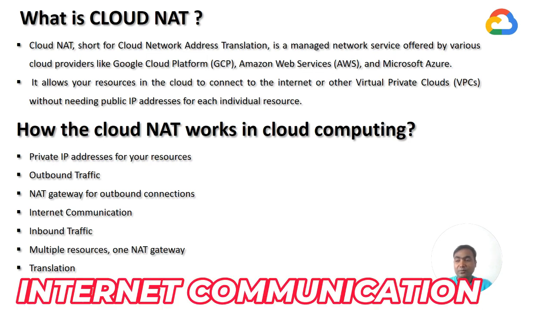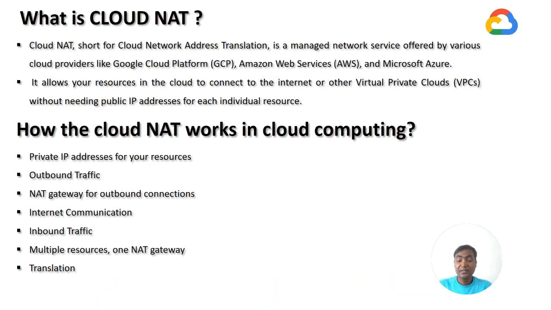Guys, internet communication. The translated traffic is then sent to the internet on behalf of the instance. From the perspective of external services, it appears as if the traffic is originating from the public IP address of the Cloud NAT service, not the individual instances. Guys, inbound traffic from the internet is not directly allowed to reach the instances in the private network. Instances can initiate outbound connections, but incoming connections are typically not allowed unless specific firewall rules are configured.